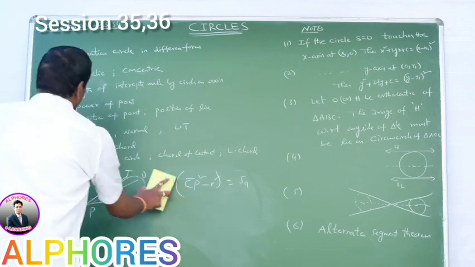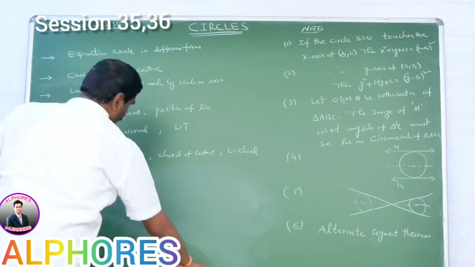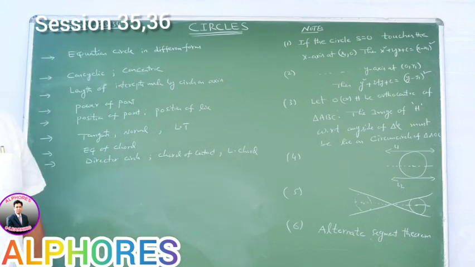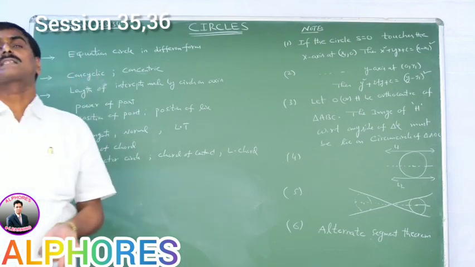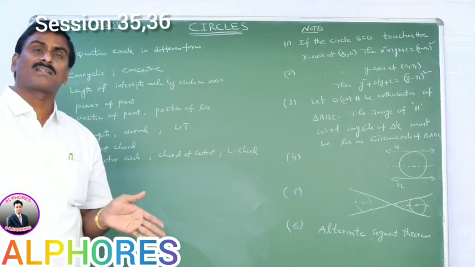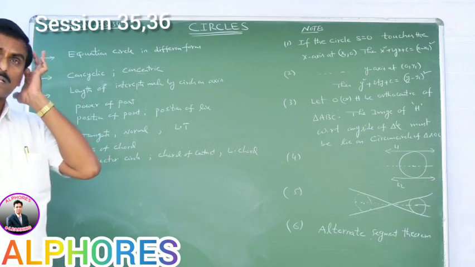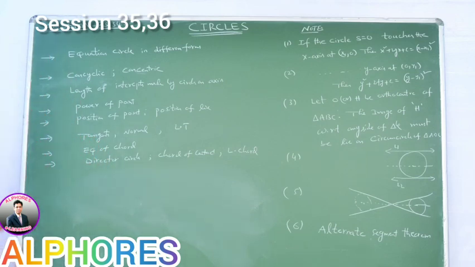Next, position of the point with respect to the circle. To find the position of the point with respect to the circle, we find S11. If S11 is equal to 0, that point lies on the circle. Less than 0, that point lies inside the circle. Greater than 0, that point lies outside the circle. Okay. For getting the position of the point, we find S11.